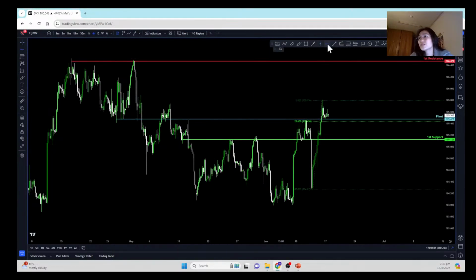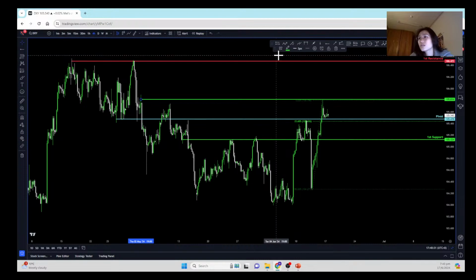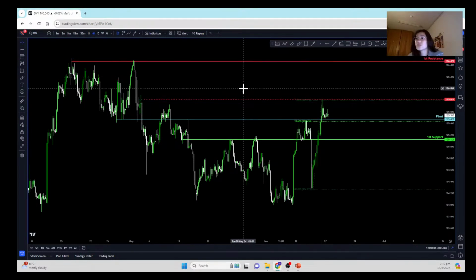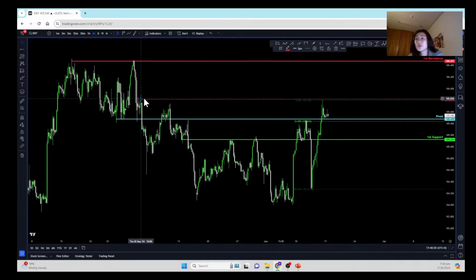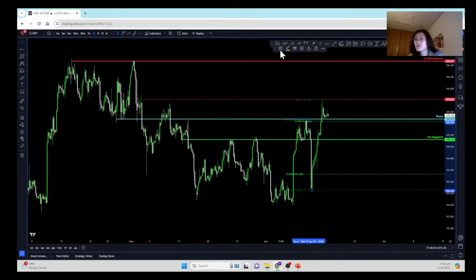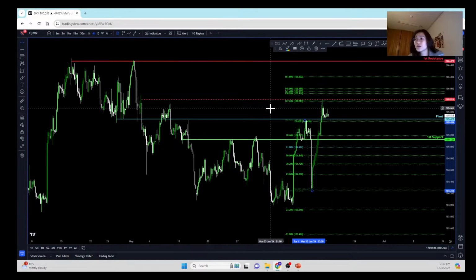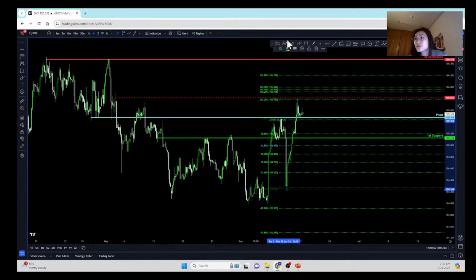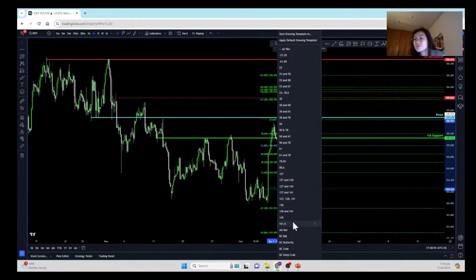Okay, I'm actually gonna place an intermediate resistance here as well, just because we do have price testing this level a couple of times. Okay, now I'm going in with a Fibonacci extension, and I can see that my 127 lines up nicely with my intermediate level.